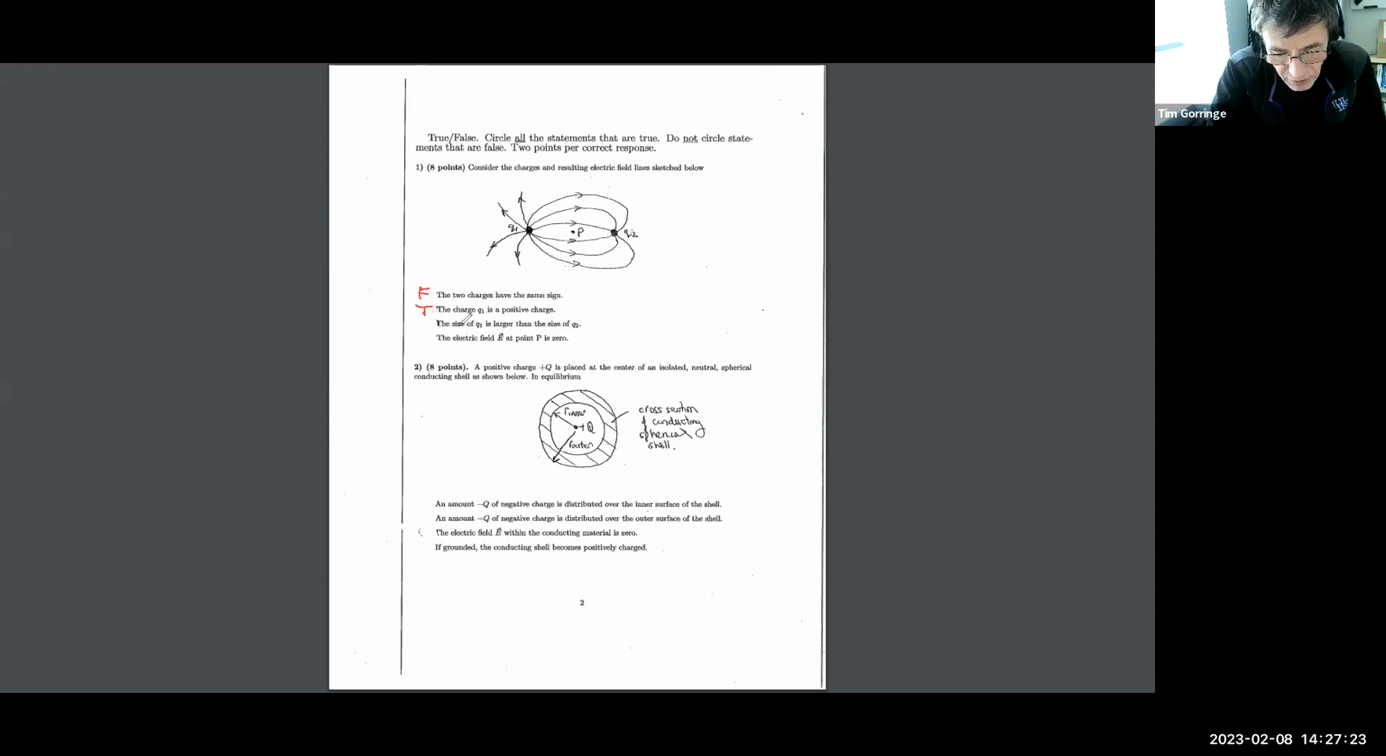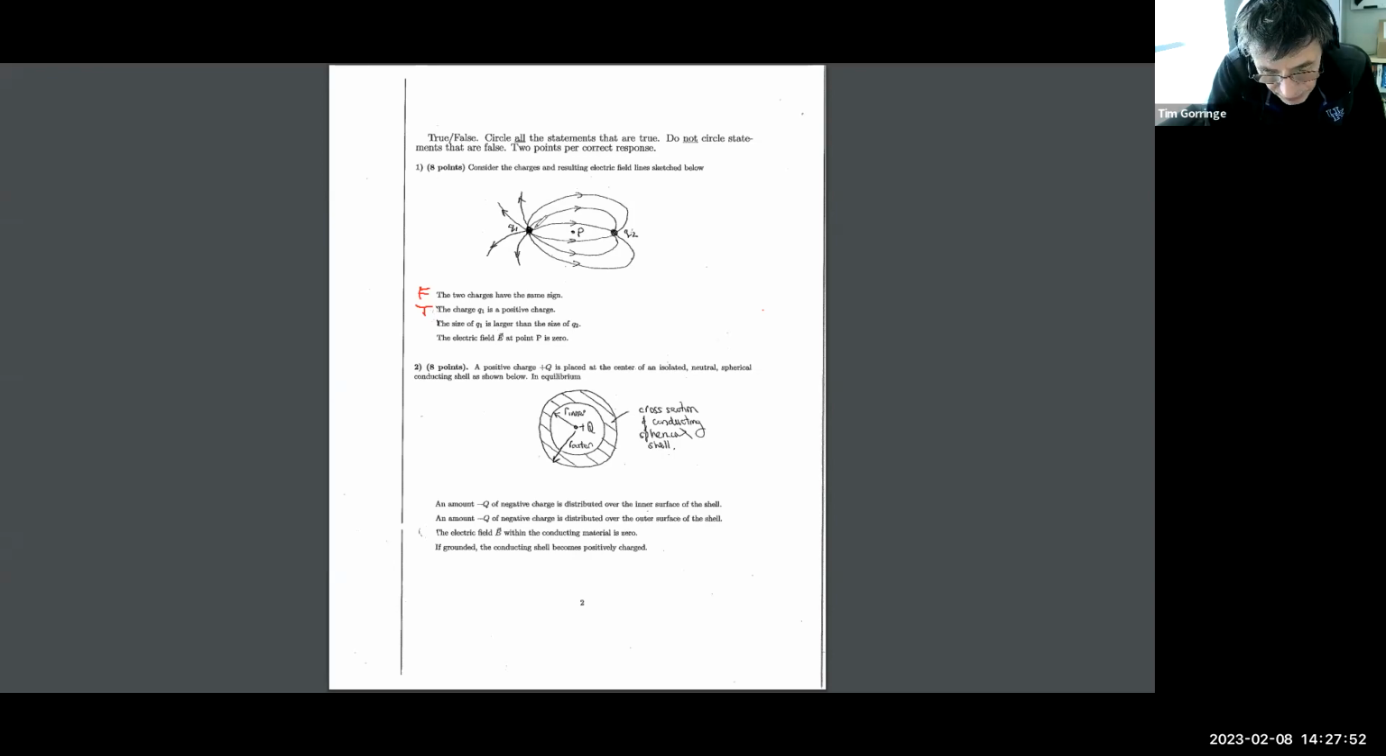Third statement, the size of Q1 is larger than the size of Q2. Well, you can tell the size of a charge, whether it's a lot of coulombs or not many coulombs, from the number of field lines either going in or out. If there are more field lines emerging or returning to the charge, that would be a large charge. If there are fewer field lines, that's a smaller charge.